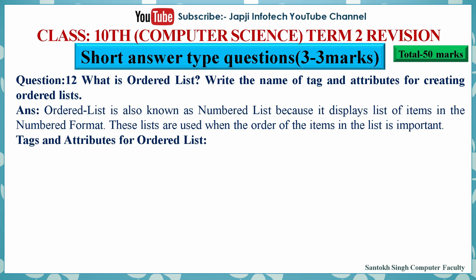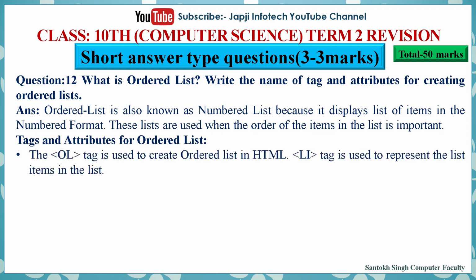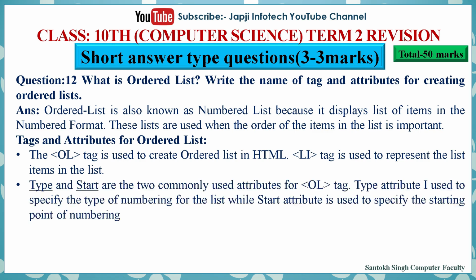So tags and attributes for ordered list are, the first one is the OL tag is used to create ordered list in HTML. So LI tag is used to represent the list item in the list. So type and start are the two commonly used attributes for OL tag. Type attribute is used to specify the type of numbering for the list, while start attribute is used to specify the starting point of numbering.